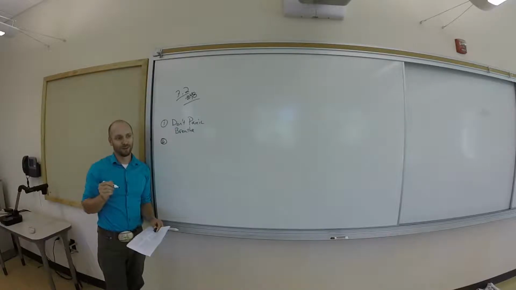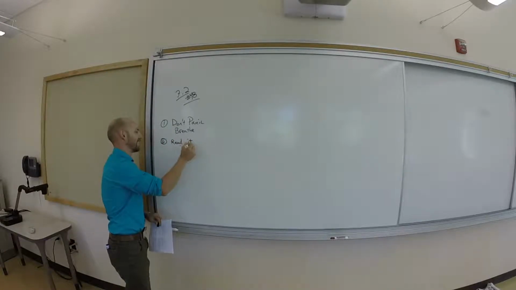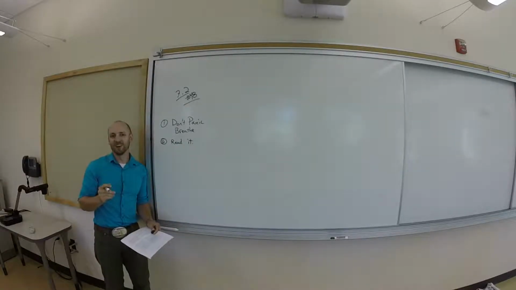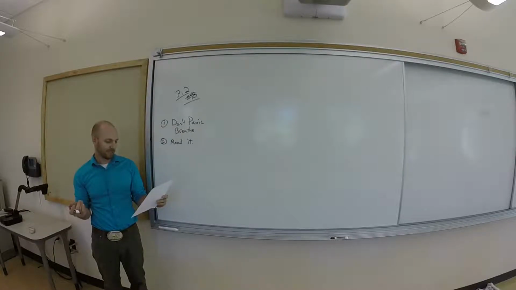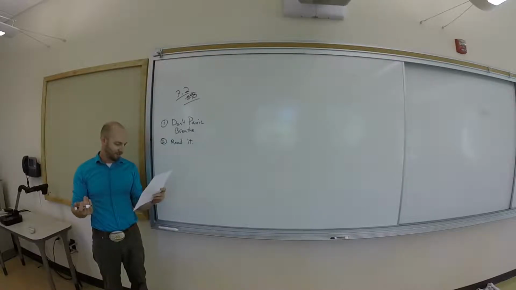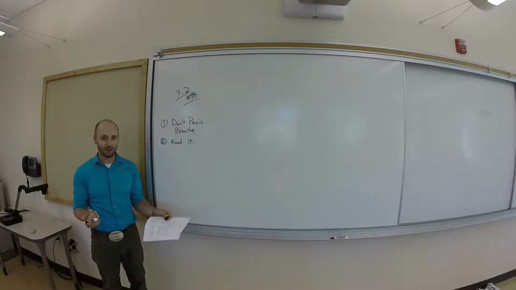Two, read it. You can tell Connie's taking the class from me. So, read the problem. This one particularly says, a 200-foot tall monument is located in the distance. From a window in the building, a person determines the angle of elevation to the top of the monument is 15 degrees, and that the angle of depression to the bottom of the tower is 2 degrees. How far is the person from the monument?